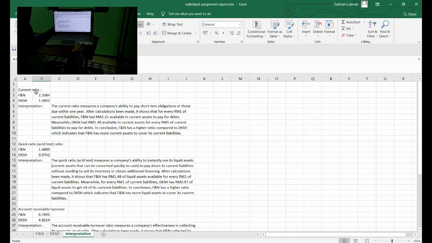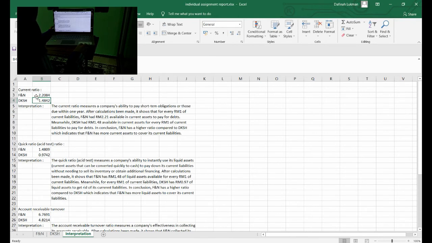Okay, so for the interpretation, I have listed all the liquidity ratios: current ratio, quick ratio, account receivable turnover, and inventory turnover. I have put the figures up and down, so it will be easier to compare. The current ratio measures a company's ability to pay short-term obligations, or those due within 1 year. After calculations, it shows that for every 1 ringgit of current liabilities, FNN had 2 ringgit and 21 cents available in current assets to pay for debts. Meanwhile, DKSH had 148 cents available in current assets for every 1 ringgit of current liabilities.